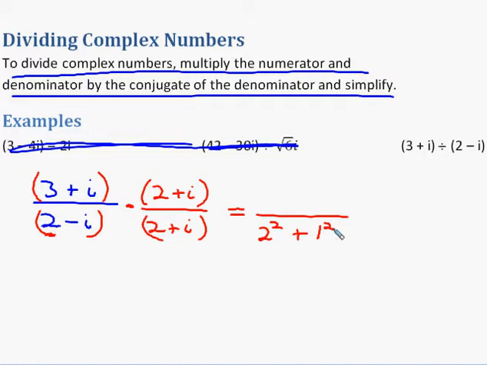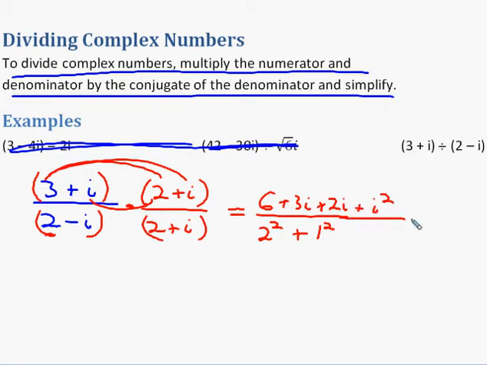In the top, we do have to multiply. No shortcut there. So we have 6 plus 3i plus 2i, and we have another i squared, so plus i squared. I'm going to change this i squared to a negative 1. Then we simplify the numerator. We have a 6 minus a 1 as our real part. 6 minus 1 is 5, plus 5i. In the denominator, we have 2 squared, which is 4, plus 1, which is 5.